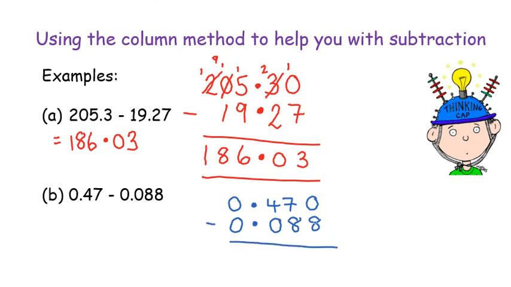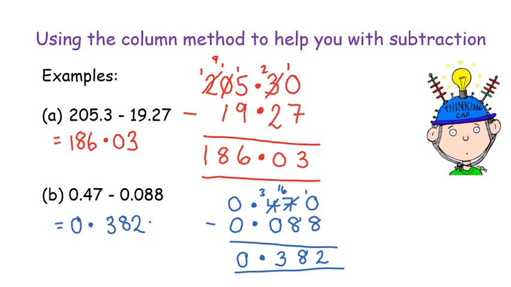Okay, so 0 subtract 8. We'll have to borrow from the 7. That will become a 6. We've got 10 subtract 8, which is 2. 6 subtract 8. Let's borrow from the 4. Make that 16 subtract 8, which is 8. 3 subtract 0 is 3, and 0 subtract 0 is 0. So your final answer is 0.382. Make that a bit clearer here. 0.382.